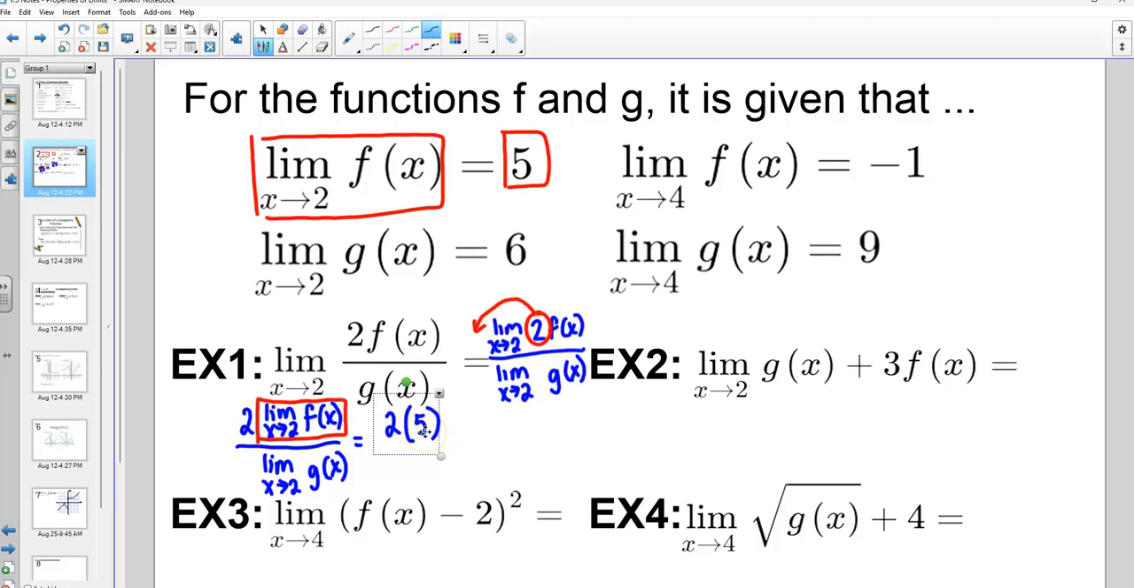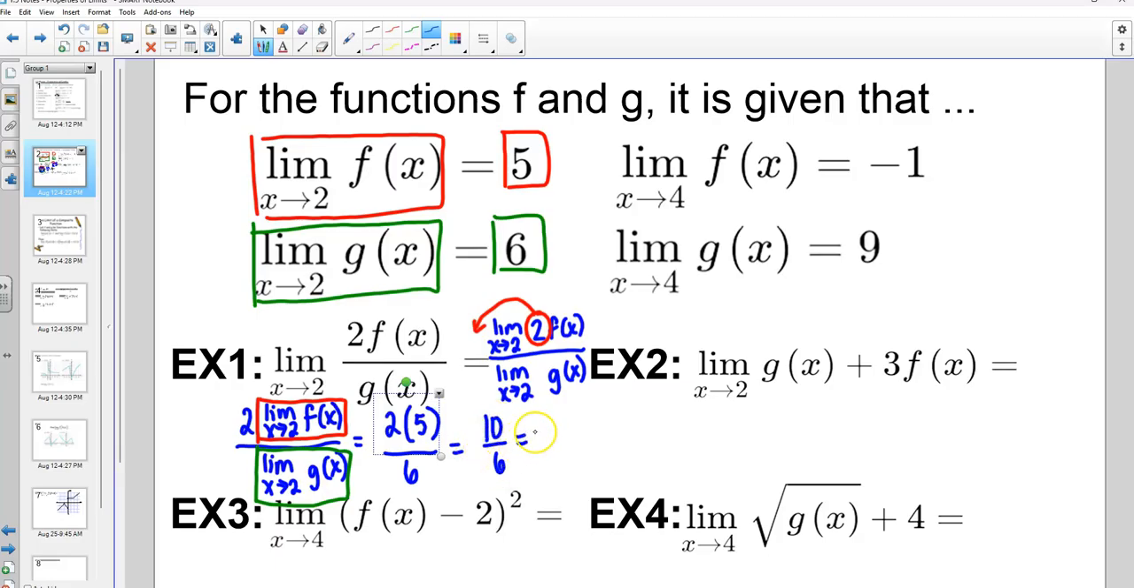Right? In a similar manner, in the denominator, the limit as x approaches 2 of g of x is given to me up here. Limit as x approaches 2 of g of x is equal to 6. So in the denominator here, I'm going to be dividing by 6. Right? So I got 10 divided by 6, which is 5/3. And that is my answer.